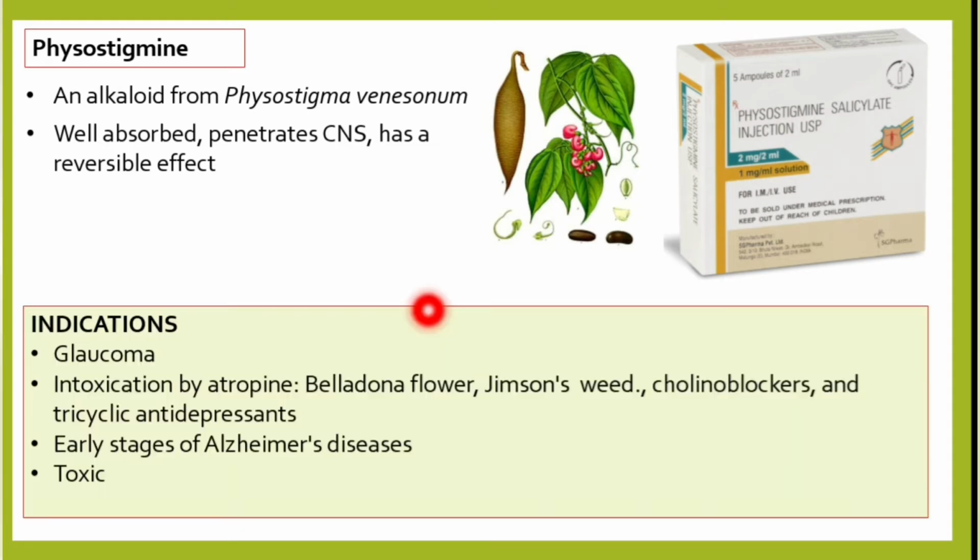These are the main indications: glaucoma, intoxication by atropine. This will be, for example, belladonna flower or Jimson weed. Also, intoxication by choline blockers and tricyclic antidepressants. This drug can also be used in early stages of Alzheimer's disease and is toxic.